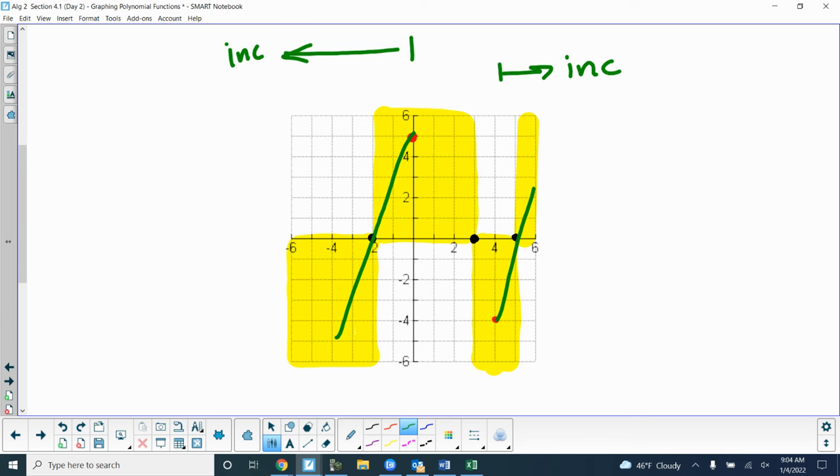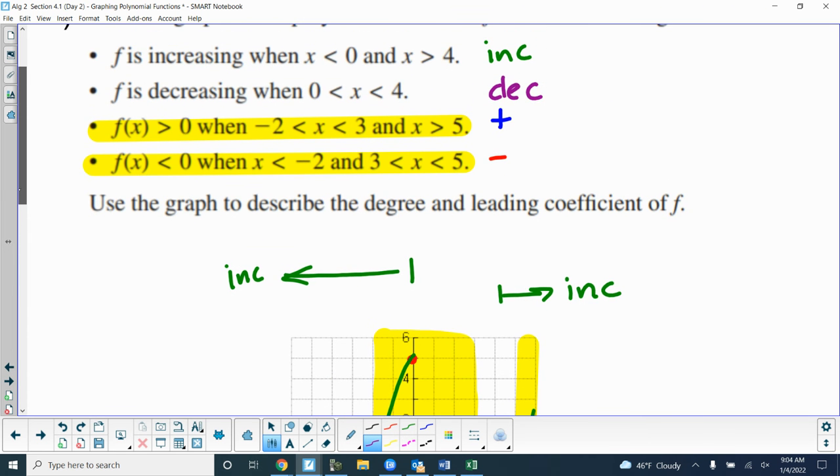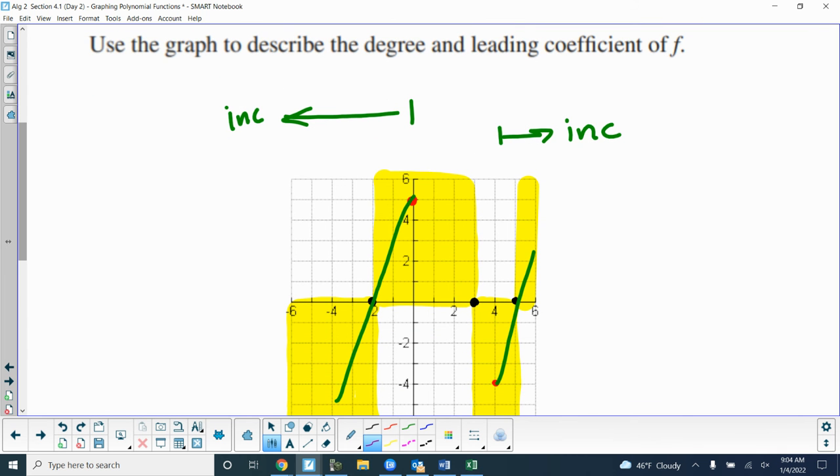And then decreasing, purple, what was it telling us? Between 0 and 4. All right? So decreasing between 0 and 4. So that's what it looks like. You can put arrows on the end if you want. What do you guys think about that?